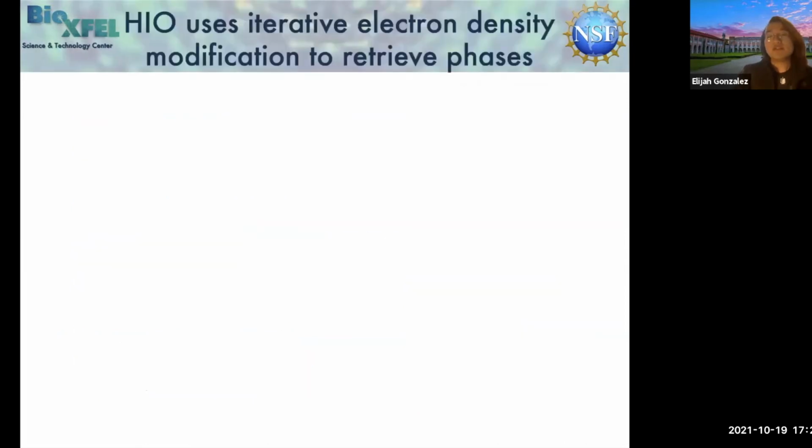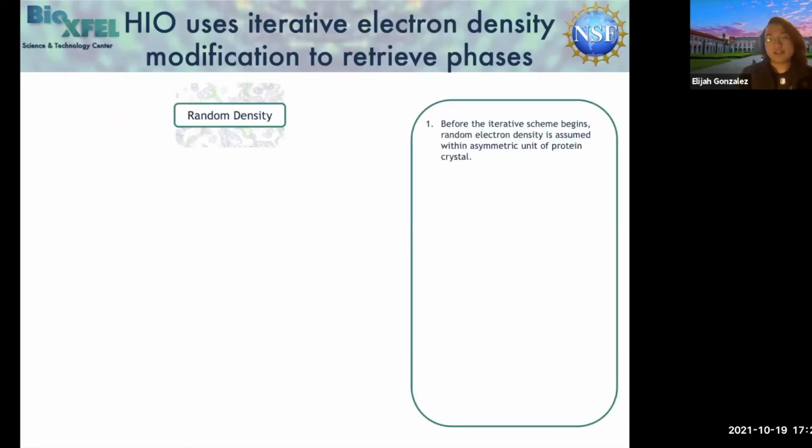And so now I'd kind of like to walk you through what one iteration of the HIO looks like. We've already kind of seen it with Jeff yesterday, but this is just specifically for our lab, how we implement it. It's worthwhile to talk about the methods for it. So we're going to start off with random density, and we're going to assume it within the asymmetric unit of the protein, which you can then expand to the crystal unit cell.